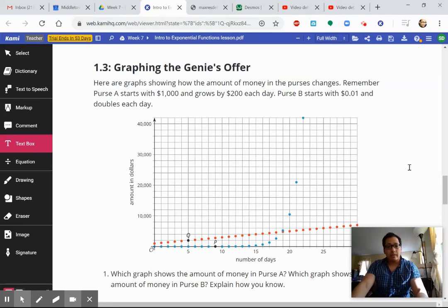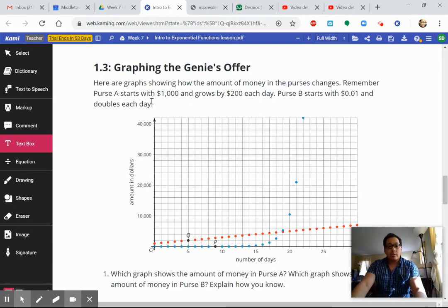Okay, so finally we're going to get to part 3 here of the lesson, and I'll try to keep this short because I know I've already probably done too much. Graphing the genie's offer.